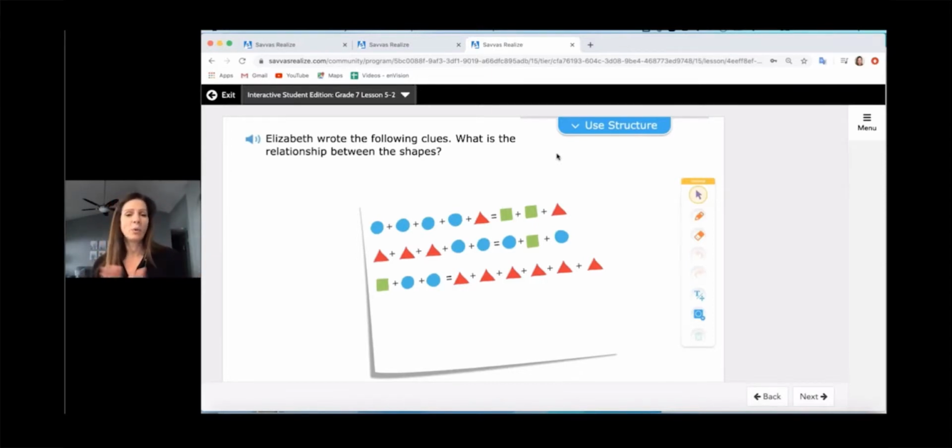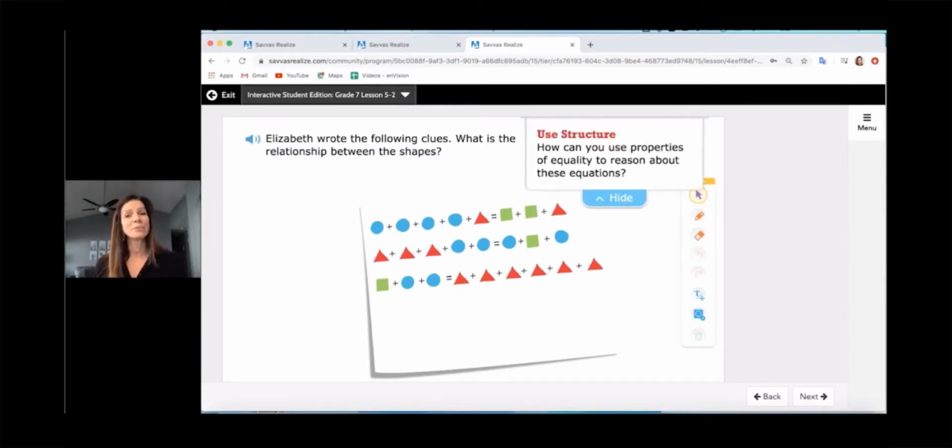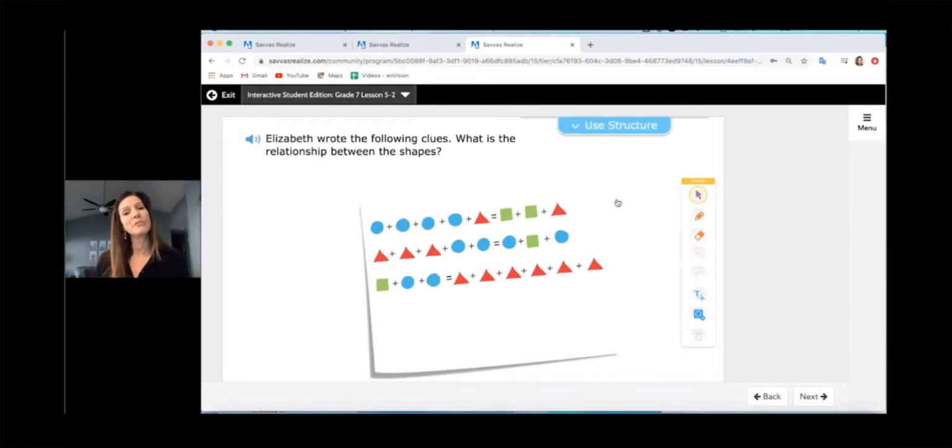So again, last night you had the task of talking through this problem with someone else in your house or with a peer from our class, and really using those properties of equality to reason about these different equations. So I want to take a look and share some of the work that was shared with me last night and this morning, so that we can go through it and look for things that you notice, things that you wonder, and have those students really have a chance to share with us what they did.